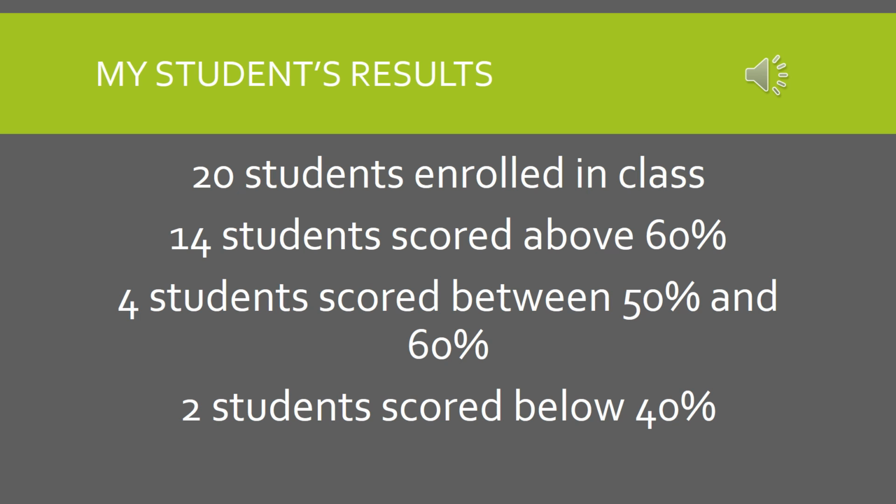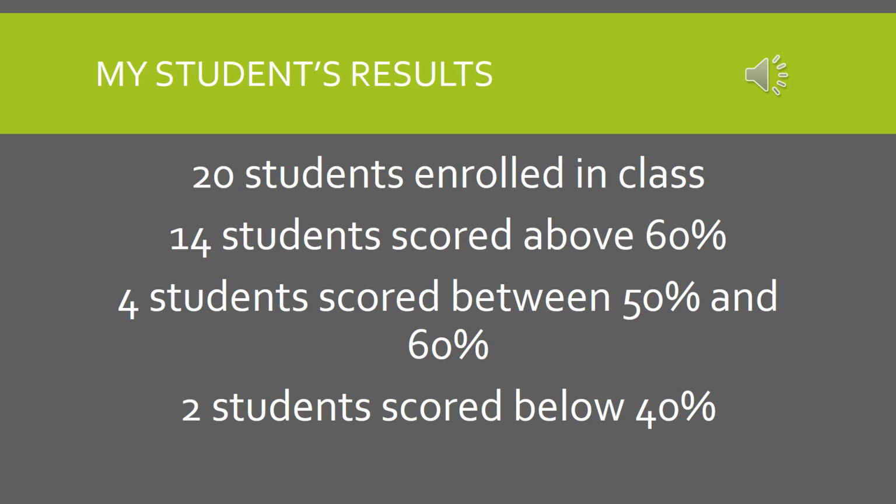After administering the cloze passage strategy with my students to assess their readability of the text, The Giver, my results are: I have 20 students enrolled in my class. 14 students scored above 60%, so the text is at independent level for these students. I had 4 students score between 50% and 60%, which means the text is a little bit challenging for them, but it's still suitable for instructional level.